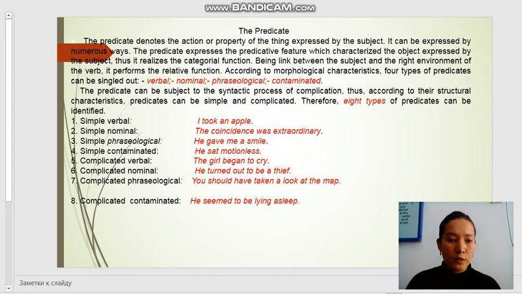And the last one is complicated contaminated. He seemed to be lying asleep. To be lying asleep, here is a complicated predicate. Complicated contaminated predicate.